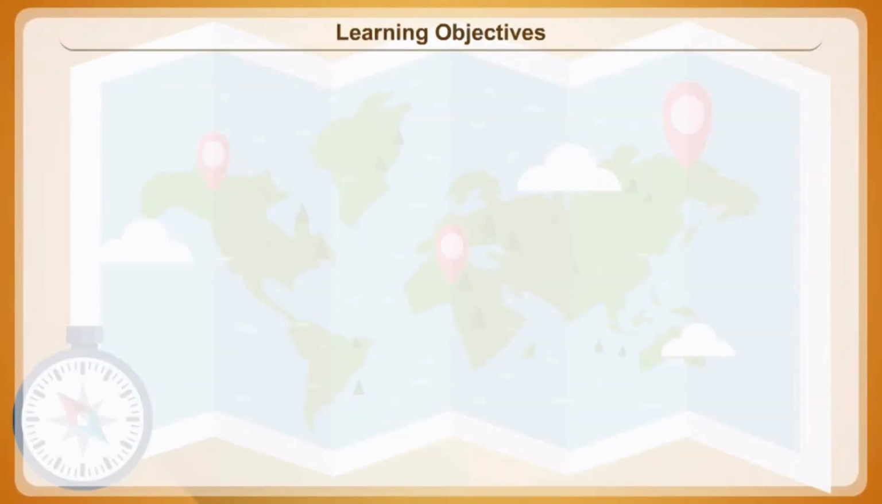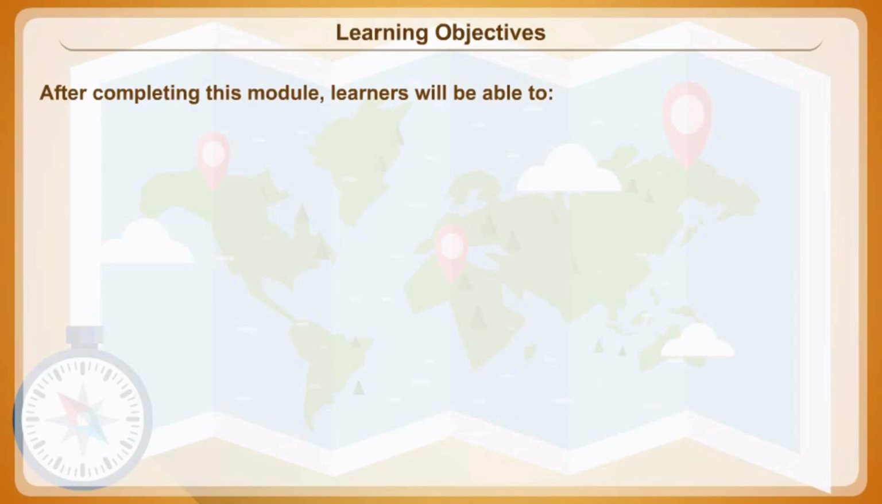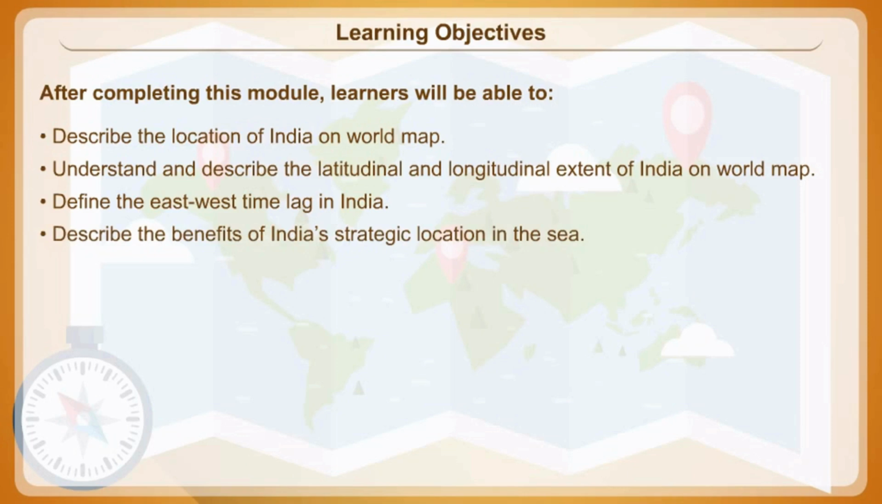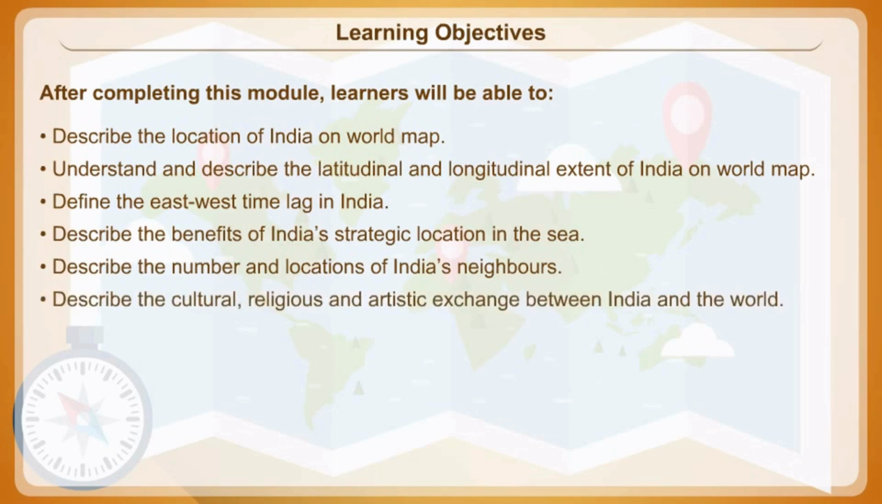Learning Objectives. After completing this module, learners will be able to describe the location of India on the world map, understand and describe the latitudinal and longitudinal extent of India on the world map, define the east-west time lag in India, describe the benefits of India's strategic location in the sea, describe the number and locations of India's neighbors, and describe the cultural, religious and artistic exchange between India and the world.